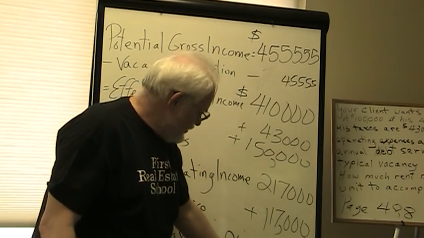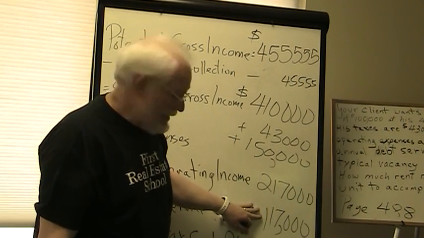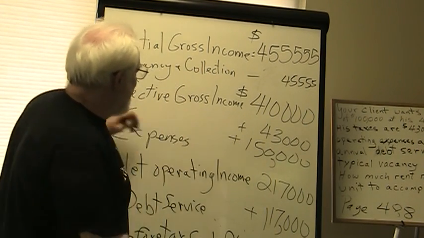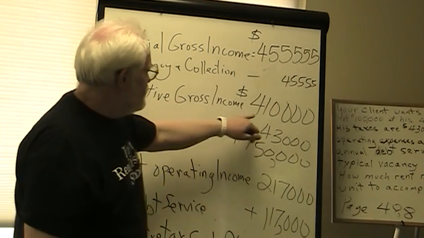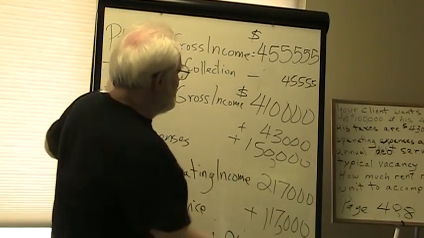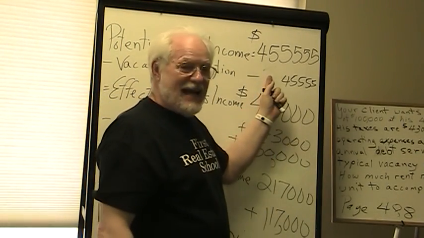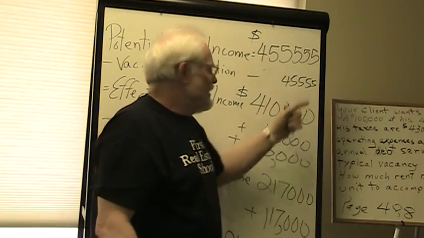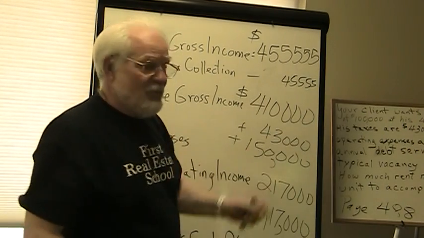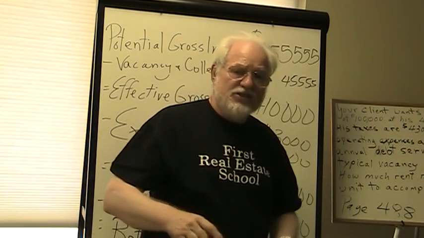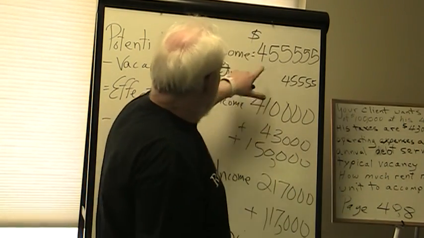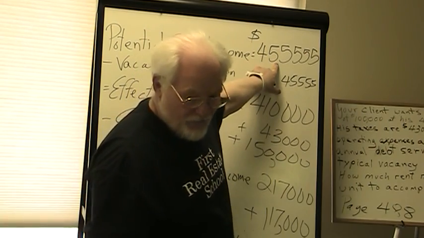We took the $100,000, we added the debt service to it, gave us the 217, added the expenses to that, gave us the effective gross income of $410,000, took the vacancy and collection and divided the 410 by 0.90, gave us this, and I just stuck that in there to check our work. But hold on, that's not the answer. That's the potential gross income. The question says, how much rent per unit? Okay? This is an annual figure.